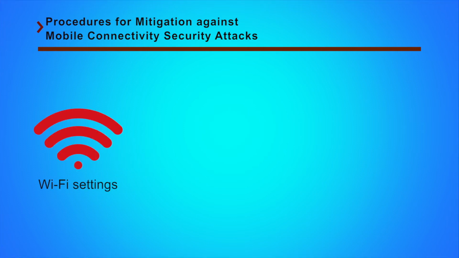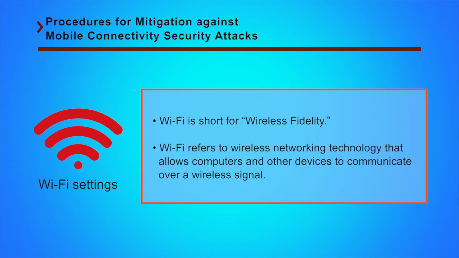Now let us discuss about Wi-Fi settings. Wi-Fi is short for wireless fidelity. Wi-Fi refers to wireless networking technology that allows computers and other devices to communicate over a wireless signal. Many mobile devices, video game systems, and other standalone devices also include Wi-Fi capability, enabling them to connect to wireless networks.